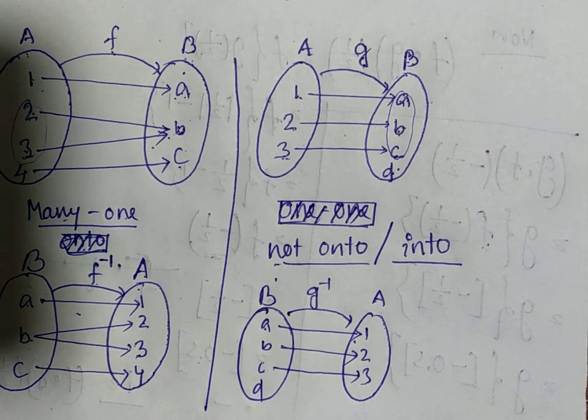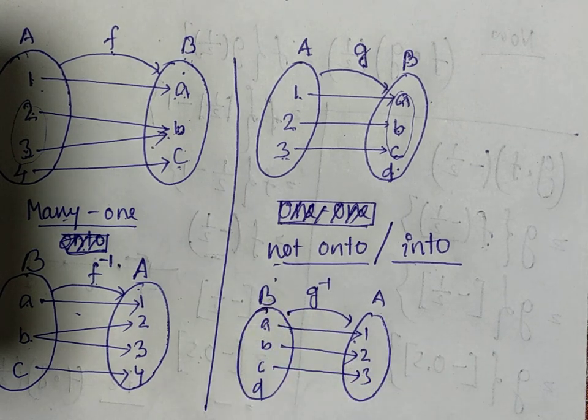Again, if the function is not onto, that means into, it contradicts the function definition. According to the definition of function, all the elements of the first set should be related, and each and every element should have unique image. Each and every element of the first set should have unique image.